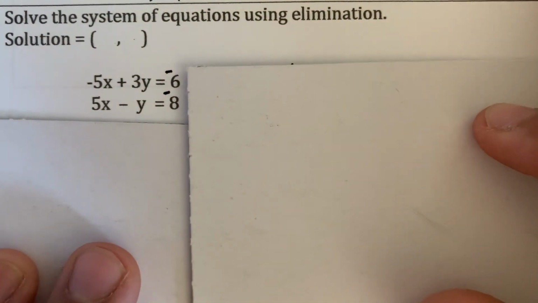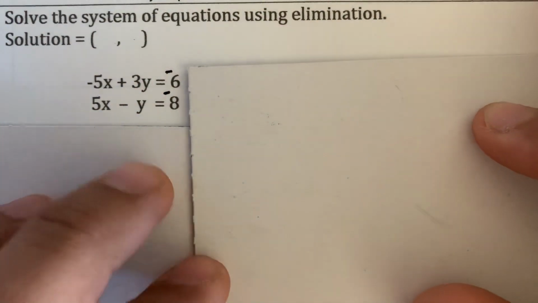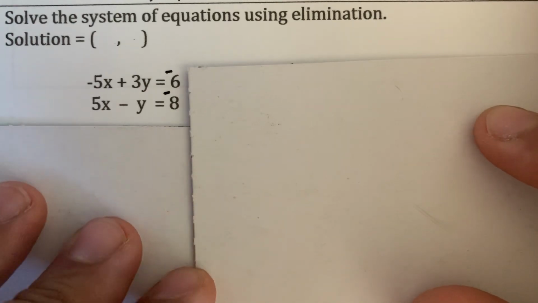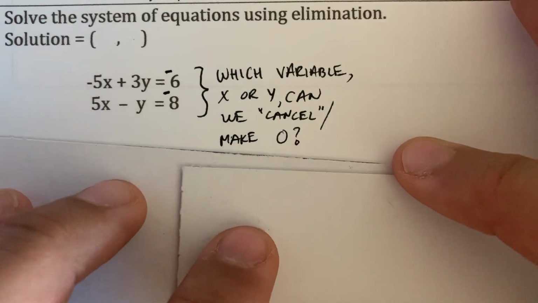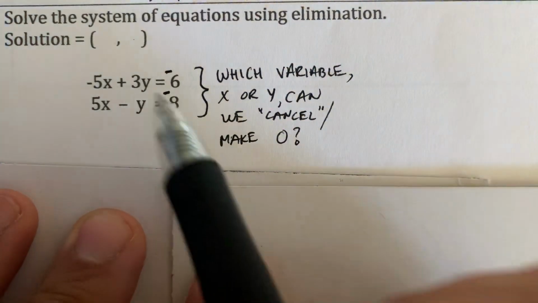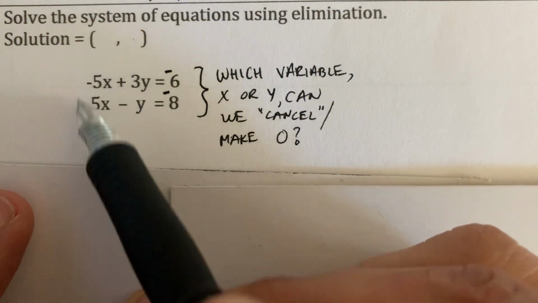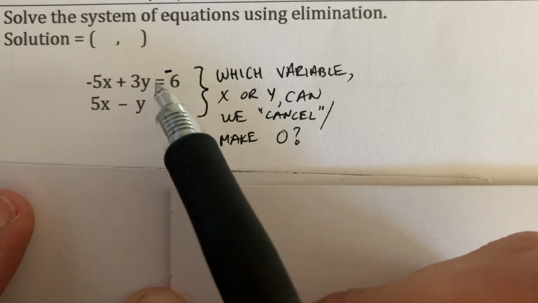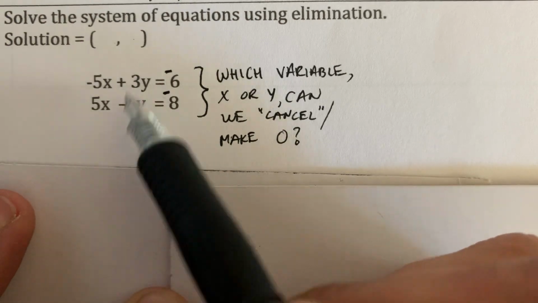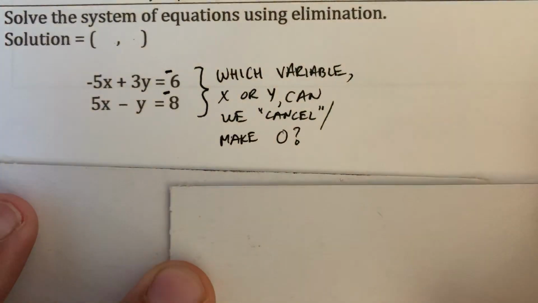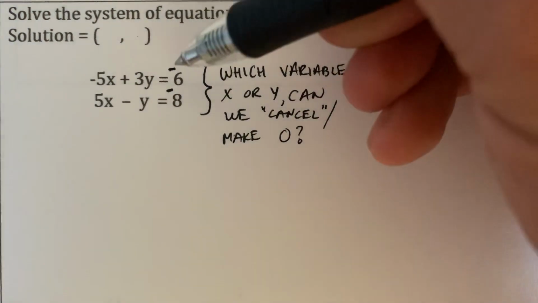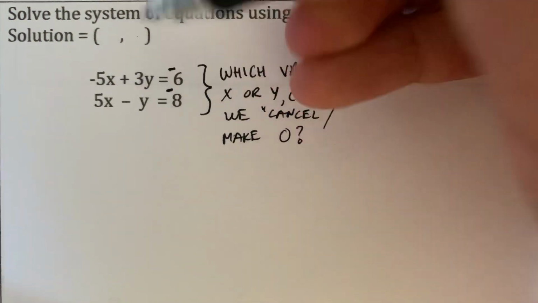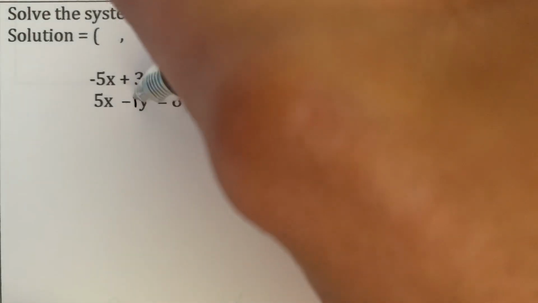Okay, and so elimination is an entirely different process, and the first thing that we need to think of when we see these two equations and it says to solve by elimination is which variable, either these x's right here, or the y's, the 3y minus y down here, which one of those can we cancel or bring to 0. And so what I mean by that is if we look at this 3y and this -y, and I'm going to put in 1 in front, there's always a 1 in front.